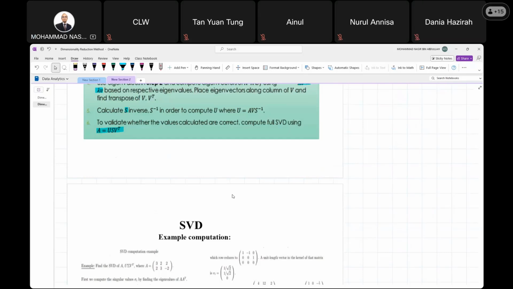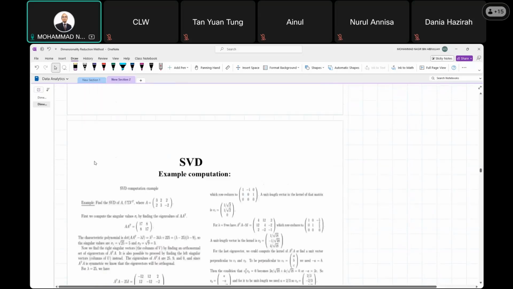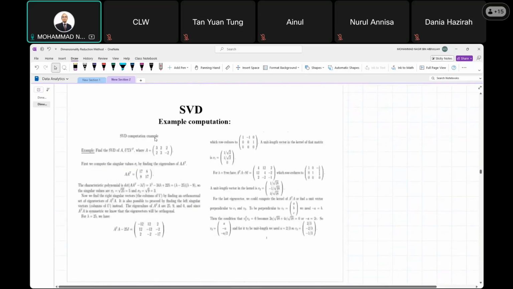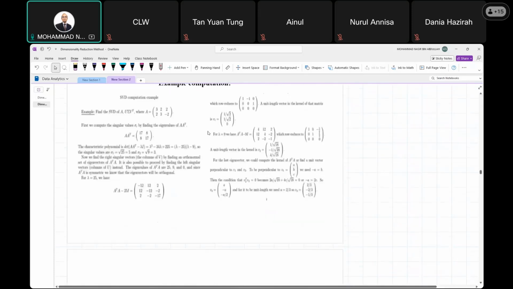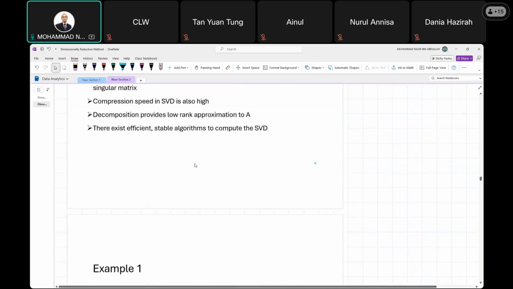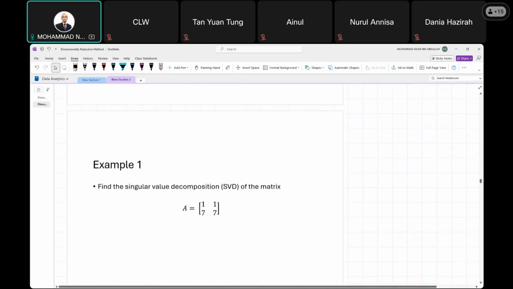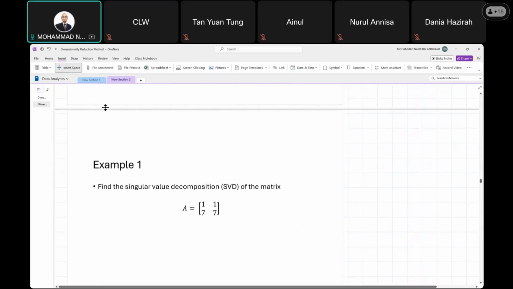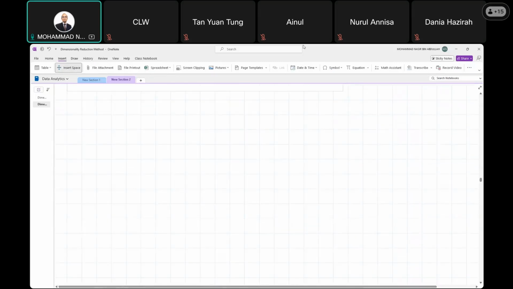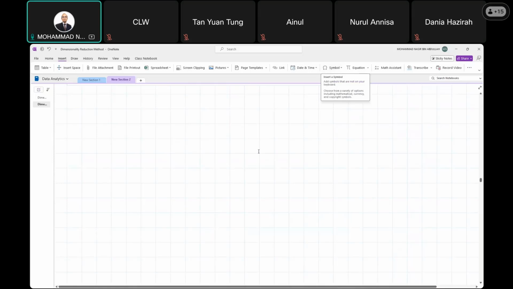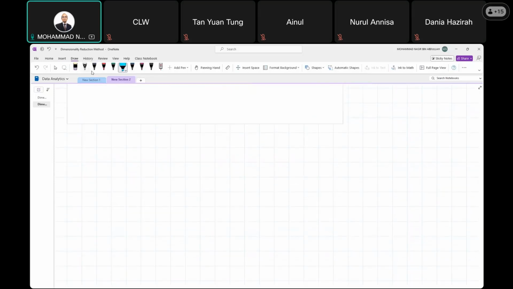No, sir. Right. So now, before we start, this is the step to calculate the singular value decomposition. But I'm not going to go through one by one for this one. We will look into our first example. But before we proceed with the example, let's look at some theorems that we need to take note of. Right. So let's look at the first theorem.